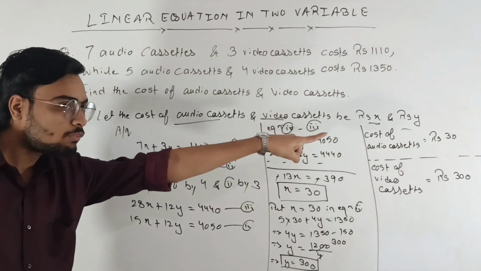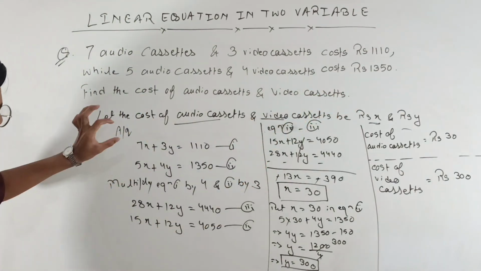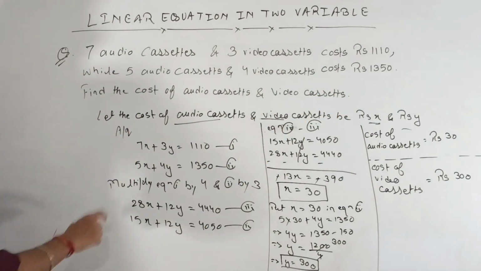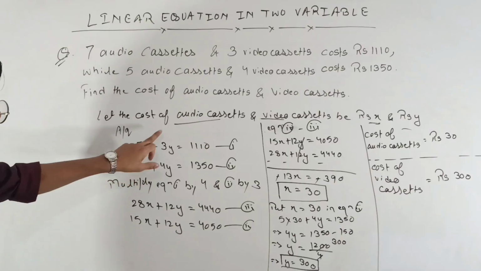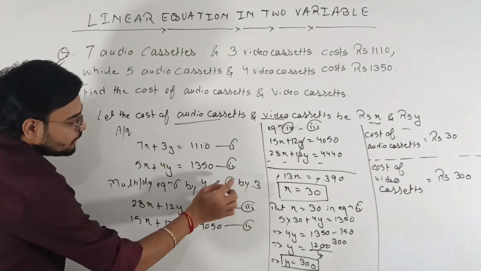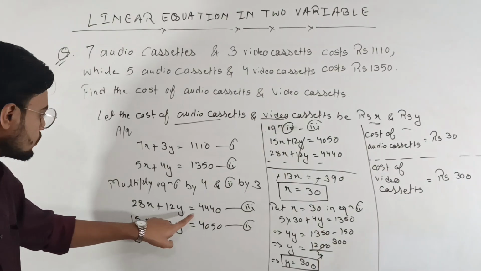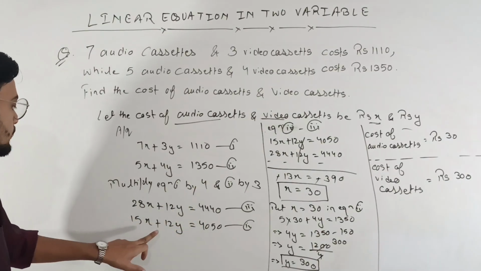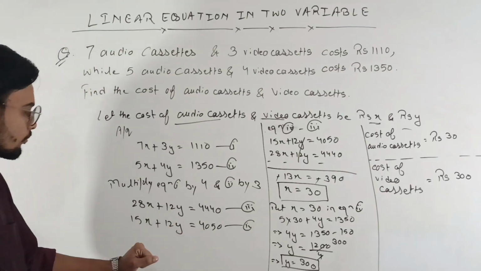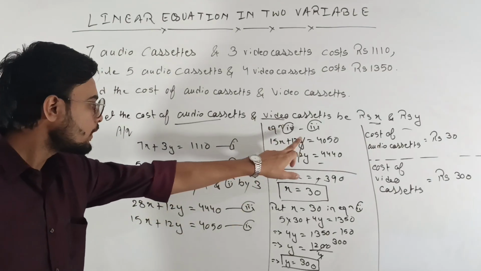Cost of 4 video cassettes, 1 is y, so cost of 4 is 4y equals 1350. Now I have two equations. I use the elimination method to solve this. I want to eliminate y, that's why I multiply by 4 in equation 1 and by 3 in equation number 2. After multiplying, I get these two equations: 28x plus 12y equals 4440, and 15x plus 12y equals 4050. Now for eliminating y, I subtract 3 from 4.